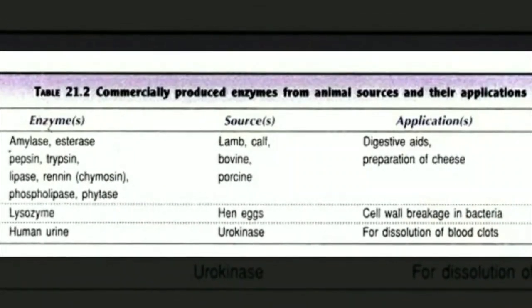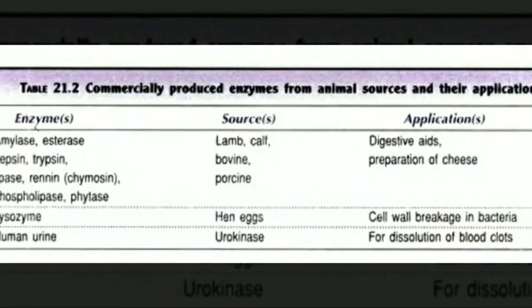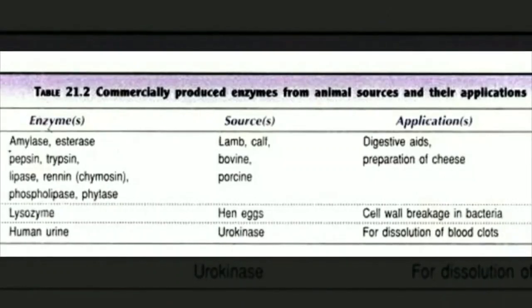These are some enzymes obtained from animal sources. Amylase, esterase, pepsin, trypsin, lipase, renin, phospholipase, phytase are obtained from lamb, calf, bovine and porcine sources, which are used for digestive aid and preparation of cheese. Lysozyme is obtained from hen egg, and it is used for cell wall breakage in bacteria. Human urine is used for dissolution of blood clots.